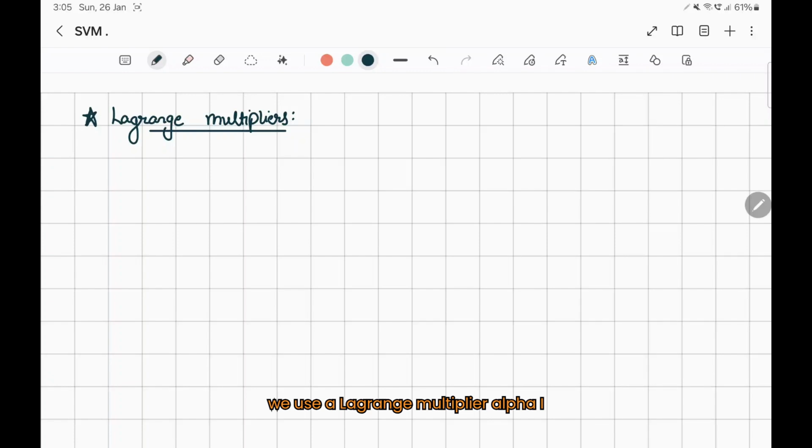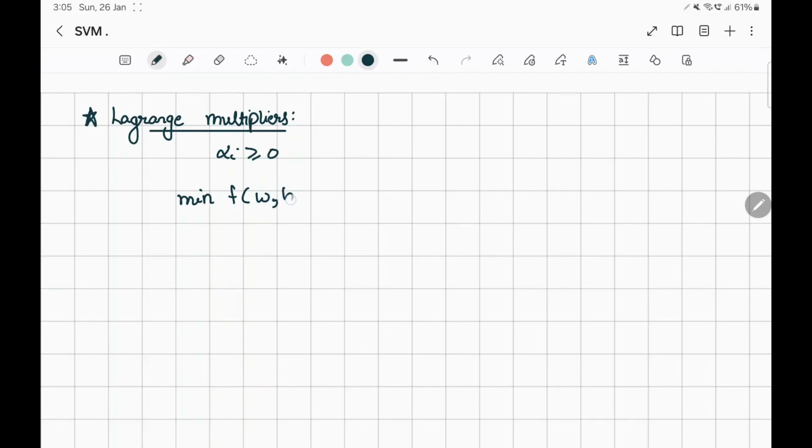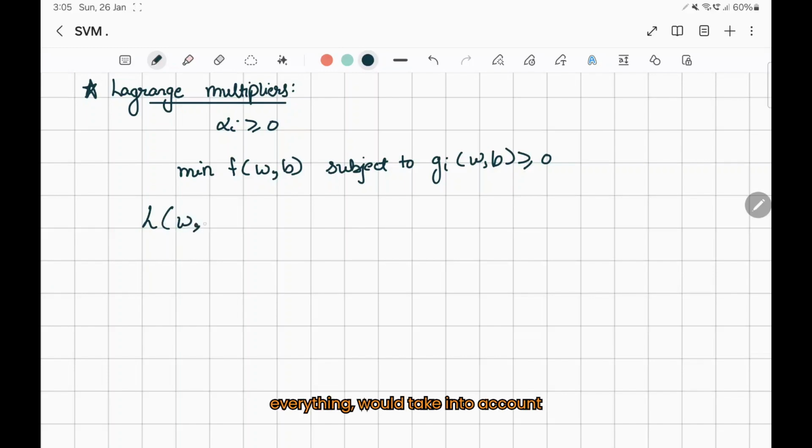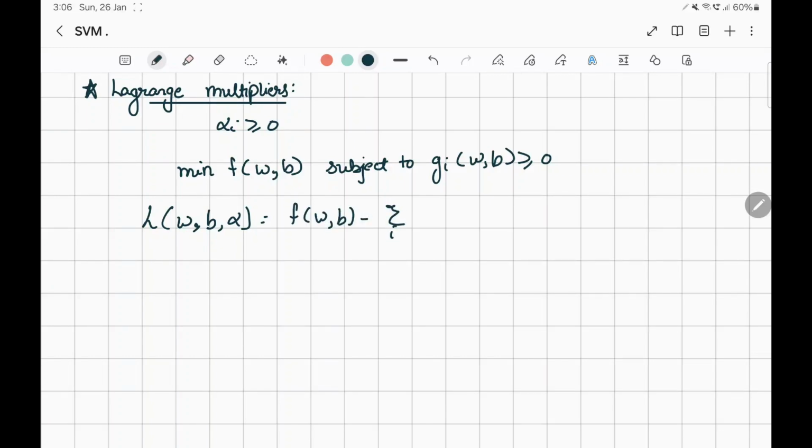We use a Lagrange multiplier alpha i greater than 0. So in general, let's say we have to minimize a function which has parameters, subject to a different function which assumes a value of 0 or above, right? So our Lagrangian would take into account all the things. And here we're going to sum over i, because the constraint is applicable for every training data point, right? Again, we use Lagrange multipliers just because there are multiple constraints we need to handle, and we cannot just optimize for either the constraint or the function.